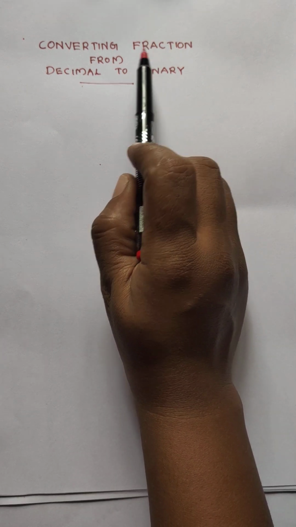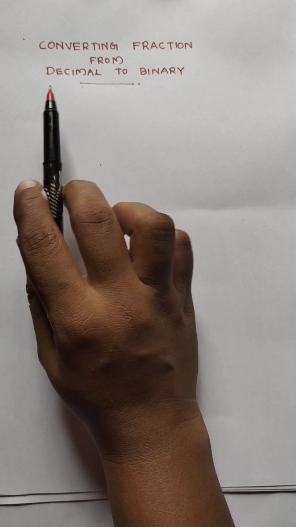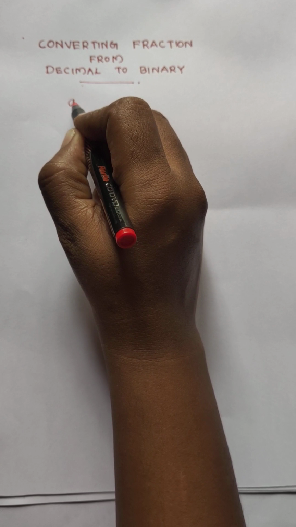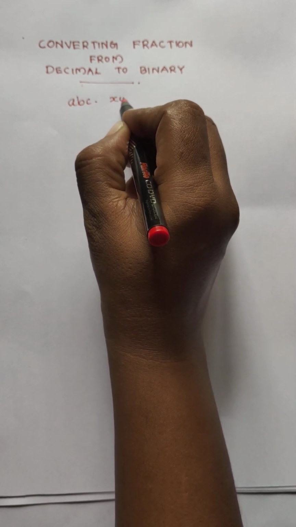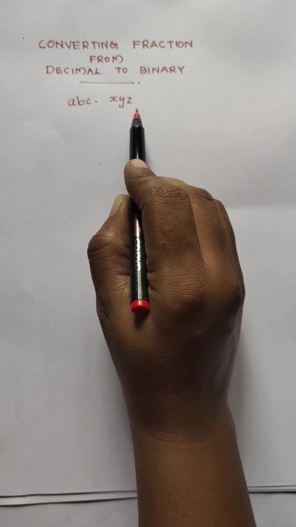Next, we can discuss converting fraction from decimal to binary. A number has two parts, the integer part and the fractional part, or decimal part. So how can we convert the fractional part of a decimal to the binary number system? See here, for example, abc.xyz. This is the integer part and this is the fractional part.